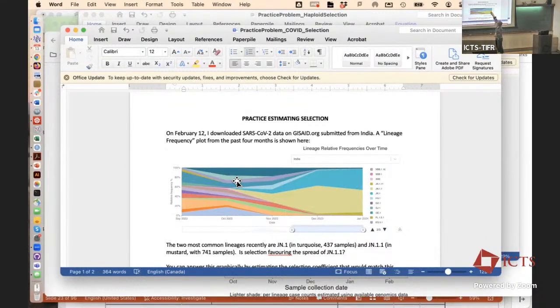Here's JN.1, and this is JN.1 and JN.1.1. And so I'll put on a little exercise to ask, is one of those growing faster than the other based on the data that you have? Questions?